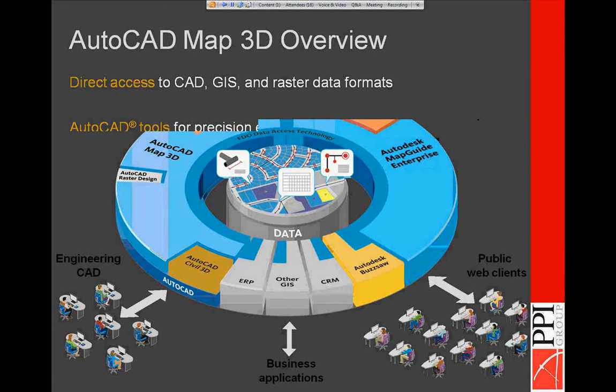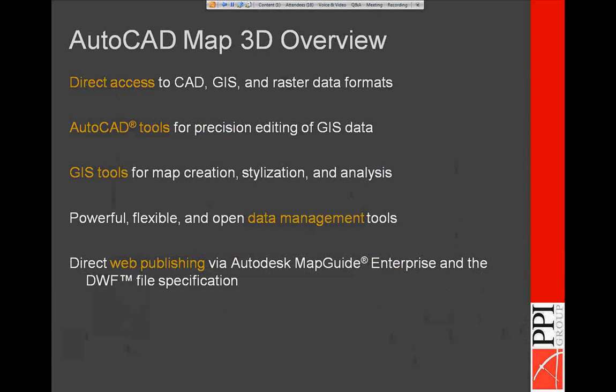A quick overview of Map 3D. We've talked about this, direct access to many formats of data. You have obviously all the AutoCAD tools for your precision editing of that GIS data. So whether that data is in the DWG format, the shape, or the Oracle, which you'll see today, you can work with that data, you can edit that data. So you've got these familiar AutoCAD tools that you're very used to, and moving into that GIS world is very easy because those tools remain the same. Map can connect to and work with that data.